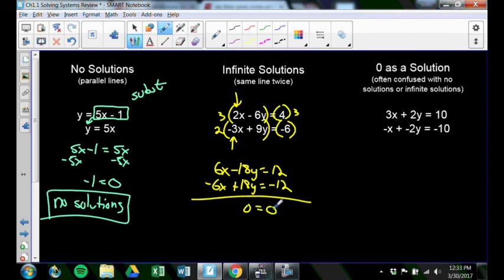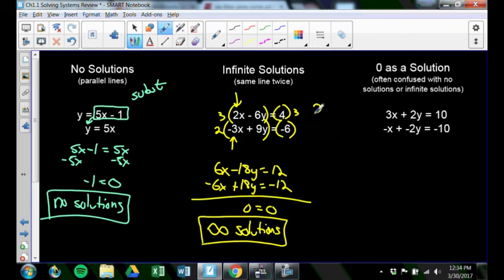That's the truth. If you get 0 equals 0, or 3 equals 3, or 10 equals 10, some true statement without variables, then you have infinite solutions. Please understand, infinite solutions doesn't mean everything will work. It just means that there's a whole bunch of things that work. There's an infinite collection of things that work.